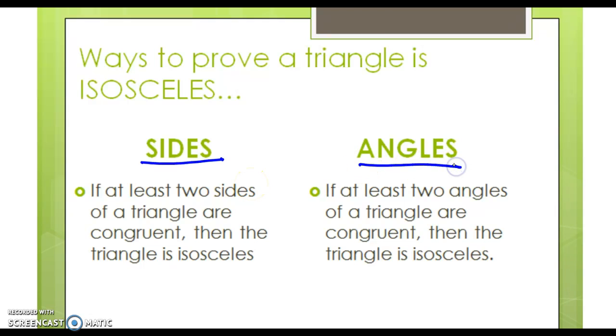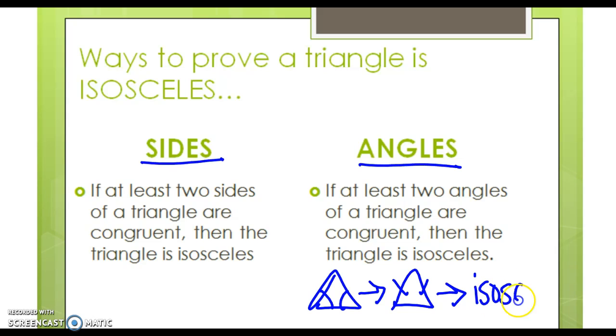If you can prove two angles of the triangle are congruent, then you also know it's isosceles, because if those angles are congruent, then the sides opposite them are congruent, which gives us our two congruent sides that are in the definition of an isosceles triangle. So be on the lookout for both of those ways in order to prove isosceles triangles.